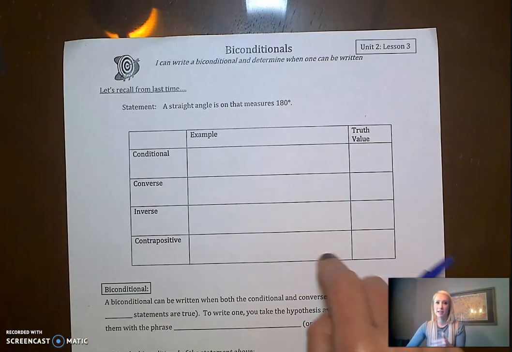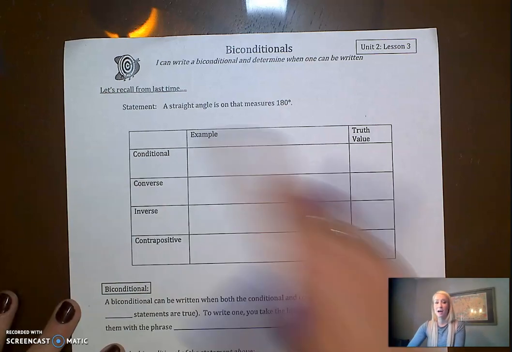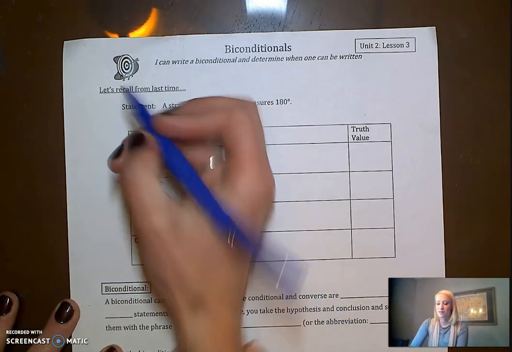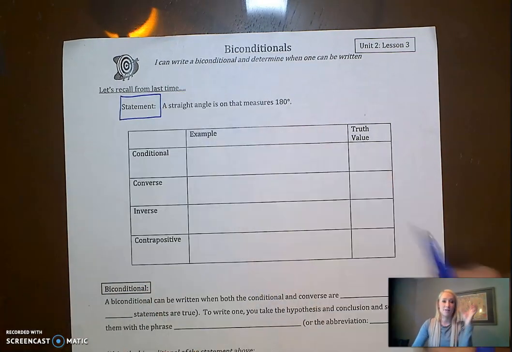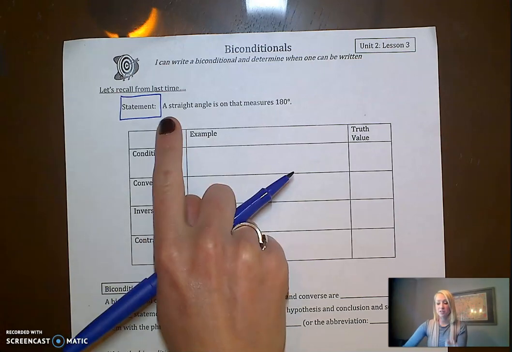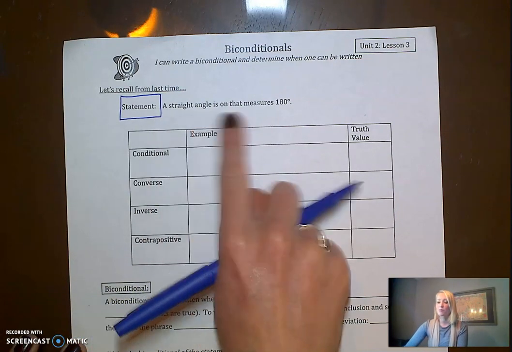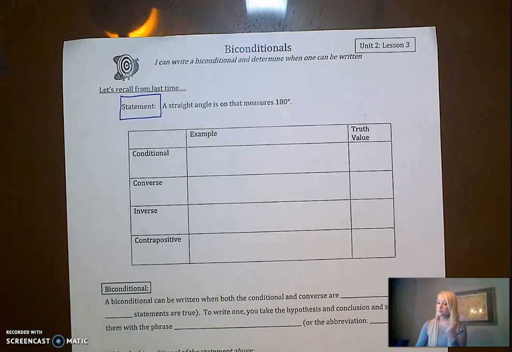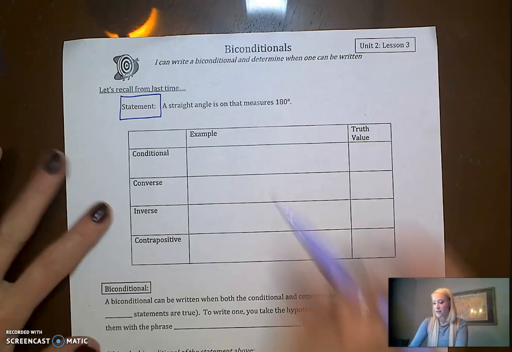So let's go ahead and recap last lesson in this top little chart here. There's a statement that's being made at the very top. It's not a conditional statement. It's not an if-then statement. It's got to have those words to be a conditional statement. It's just a statement that says a straight angle is one that measures 180. Now, I need to identify for my conditional statement a hypothesis and a conclusion. And then I need to throw the words if and then in there. So let's go ahead and do that.